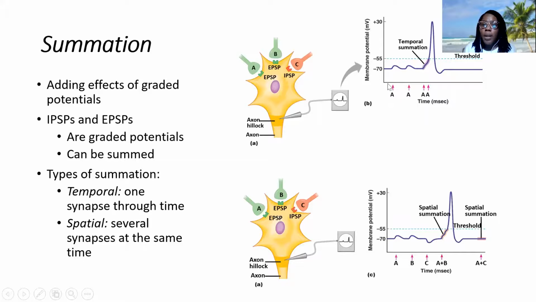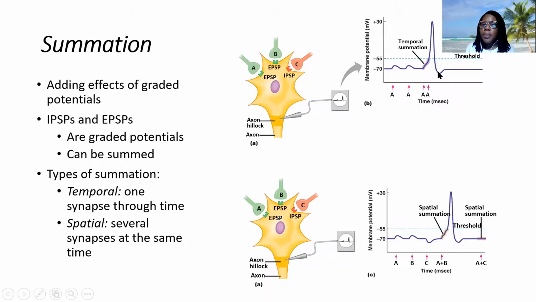And so because we have one graded potential coming in on synapse A, slightly separated by another graded potential coming in at the exact same synapse, because they're close enough in time, we can add them together. And as you'll see, we get enough of a membrane potential change to get to that threshold value and fire an action potential.